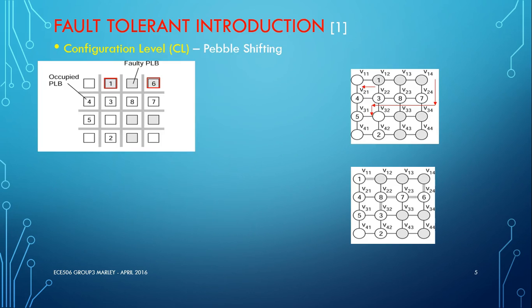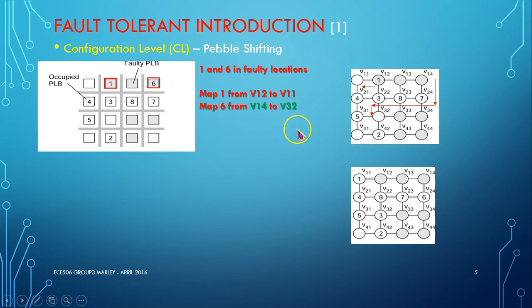All right, here is the pebble shifting, which is my favorite. Here we have 3 blocks that are bad. 1 and 6 are the ones we want to move to new locations. So what we do is we map number 1 from location 1,2 to location 1,1. It's going to move to the left. And we want to map number 6, which is in a faulting location, from 1,4 to 3,2. Way down here is the next one. We're not actually going to move 6 down there; we're going to shift everything around in a snaking fashion.